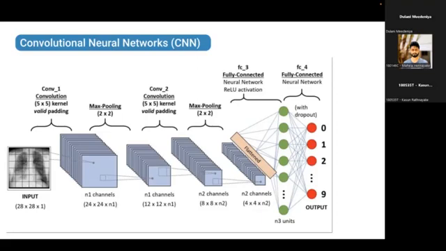Next, we have the pooling layer. The job of the pooling layer is to reduce the dimension of the features extracted by the convolution layers. This process makes the model more manageable and efficient.